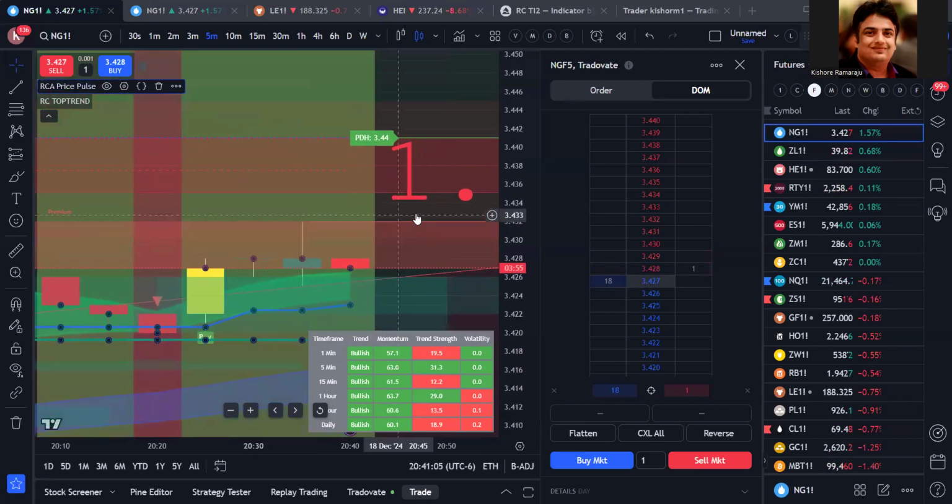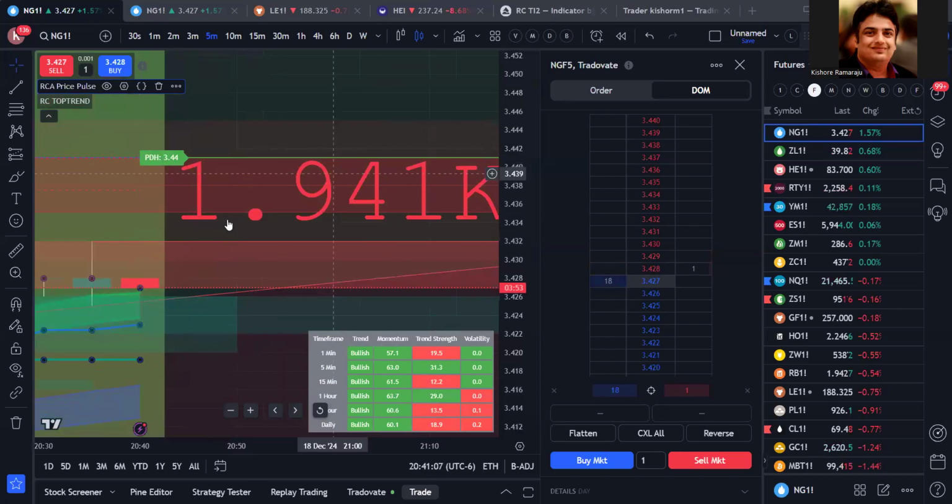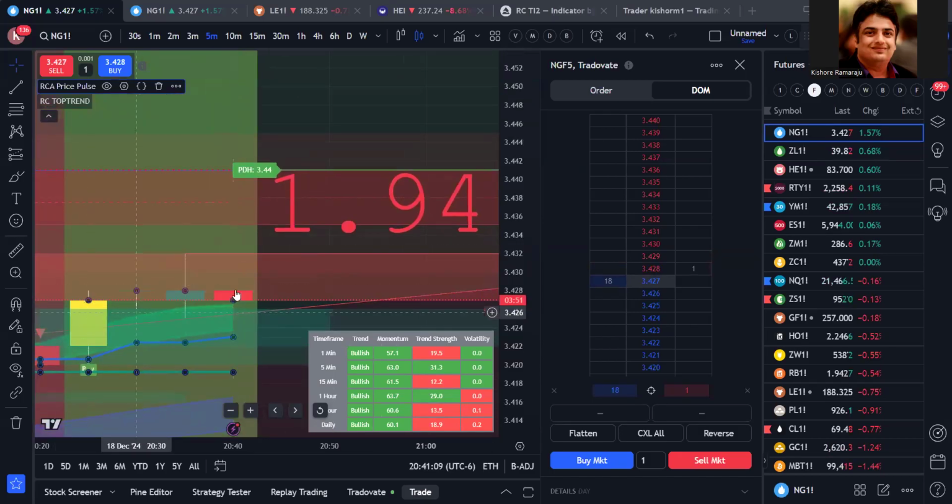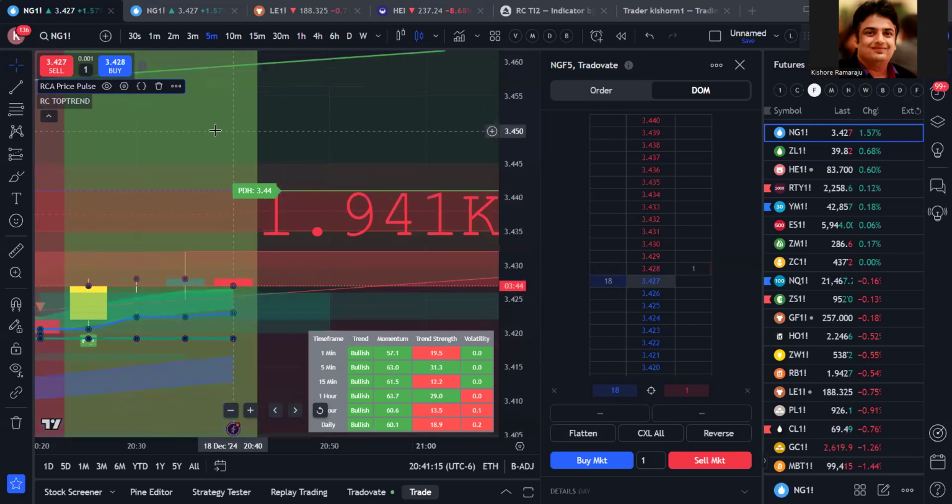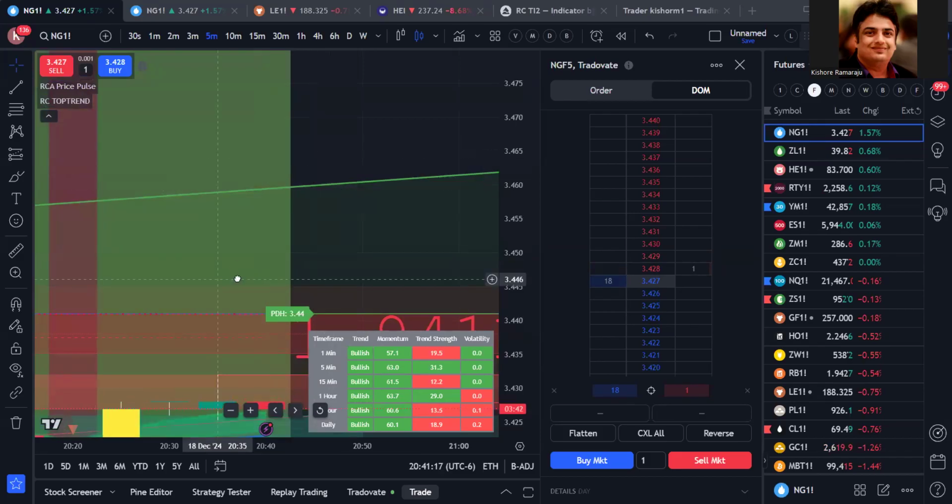Resistance is a little bit here. We have a big sell order block. That's why I did not hold the trade for a longer time. Otherwise, if you don't have the resistance, maybe you can hold it all the way to the top of the channel.